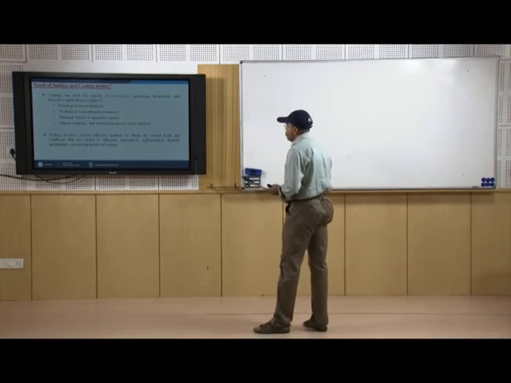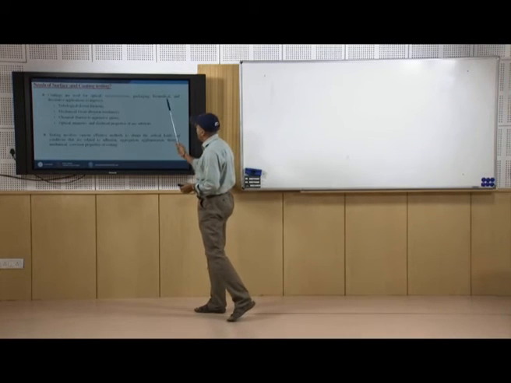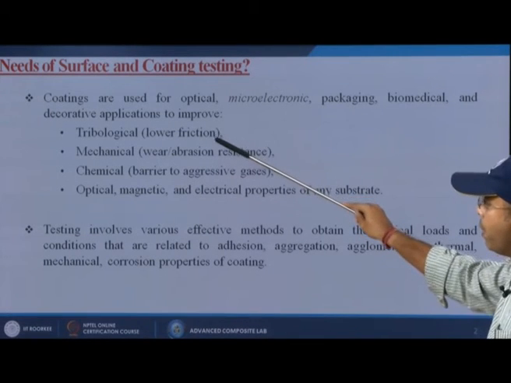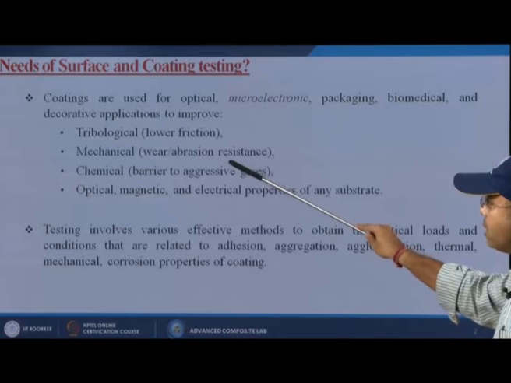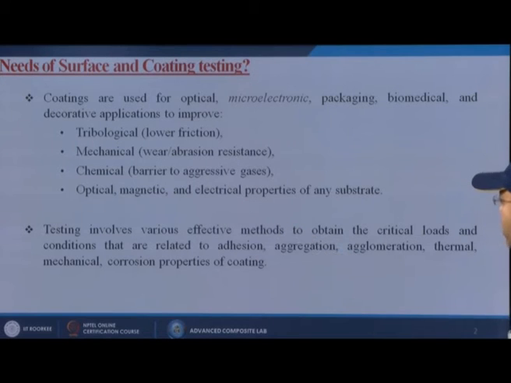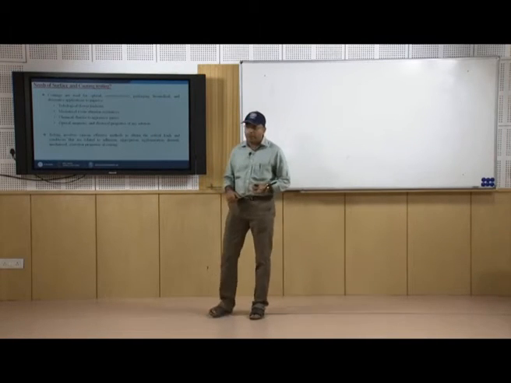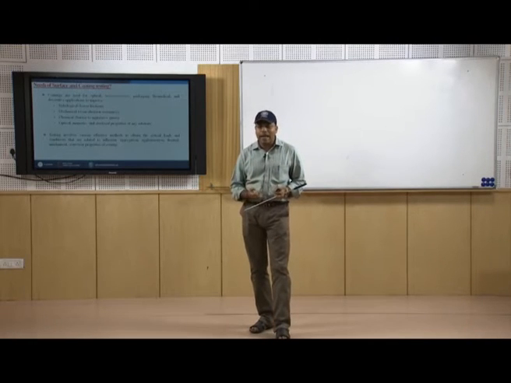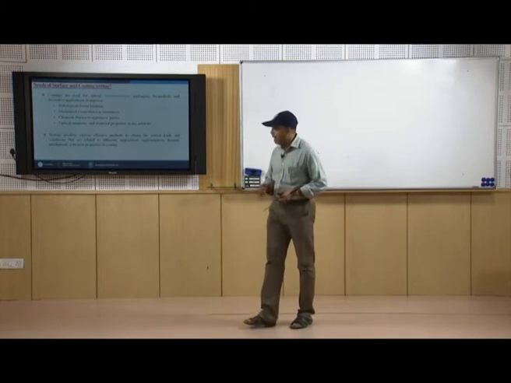So, coatings are used for optical, microelectronics, packaging, biomedical and decorative applications to improve tribological properties like lower friction, mechanical properties, wear and abrasion resistance, chemical barrier to aggressive gases, and the optical, magnetic and electrical properties of any substrate. In this lecture we are going to discuss all these testing methods: how we check whether our coating is proper or not, how much strength it can carry, or what the adhesion is between the coating material and the substrate, so that after a certain time the coating material will not come out from the surface itself.